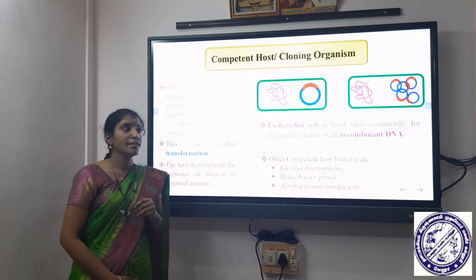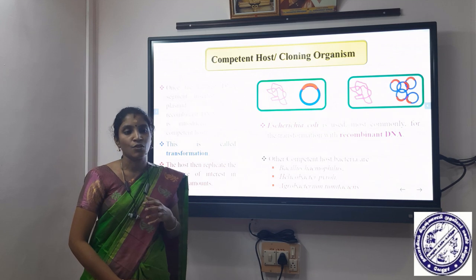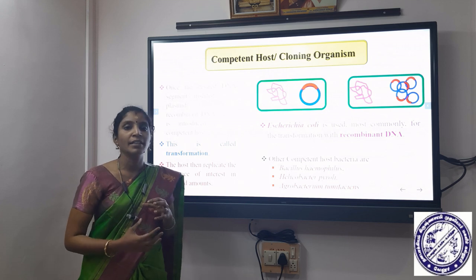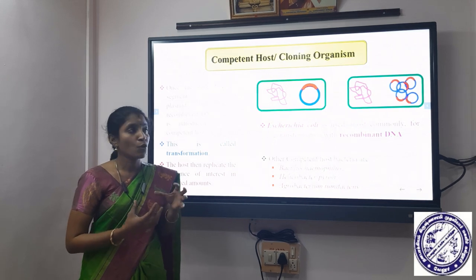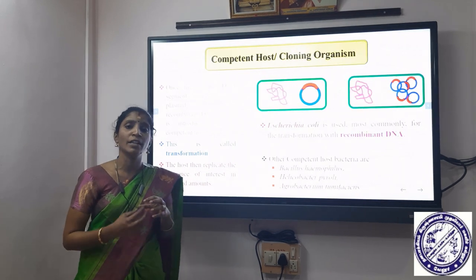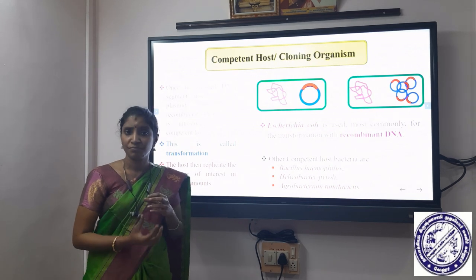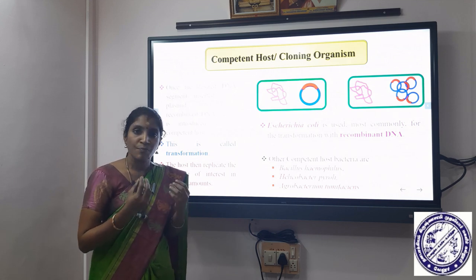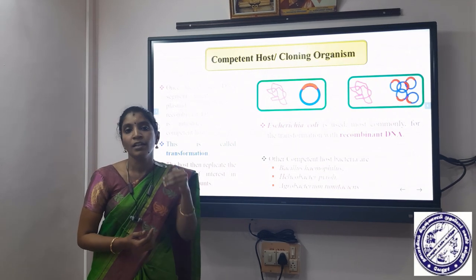So the third thing is the competent host. You all know that DNA is hydrophilic in nature, so it cannot enter into the cell directly. So we have to make that cell competent, then only it takes up the DNA. This process is called making a competent host. For that, we have to treat the cells with divalent ions like calcium, so that it helps to increase the pores of the cell, and the DNA easily enters into the host cell.